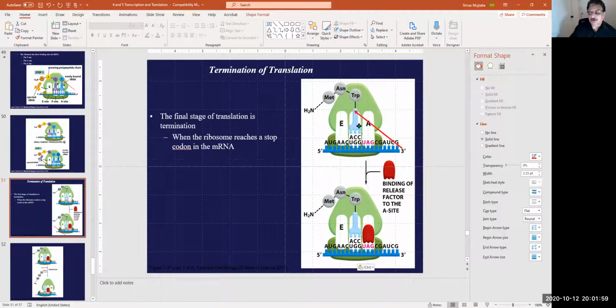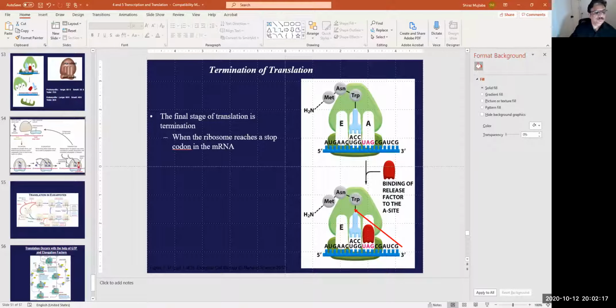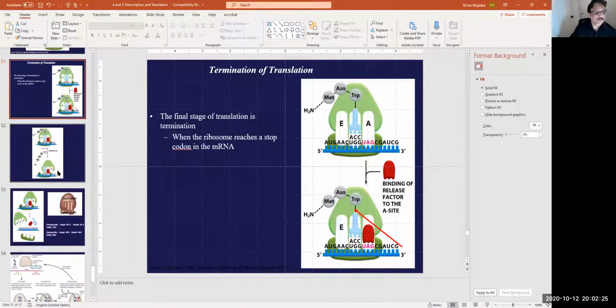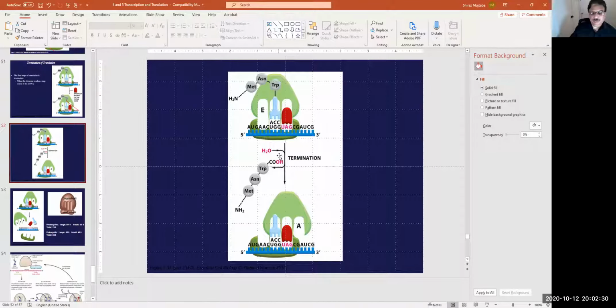So here, the peptide chain or peptide bond formation takes place. There is nothing on the E site, and then the protein has to be released from the ribosome. So same slide here. The way termination is happening, the protein is released.